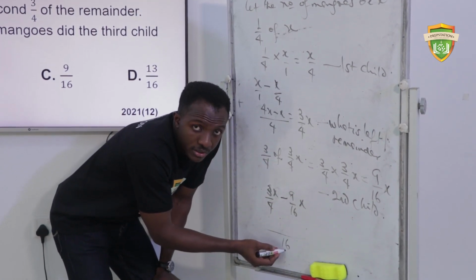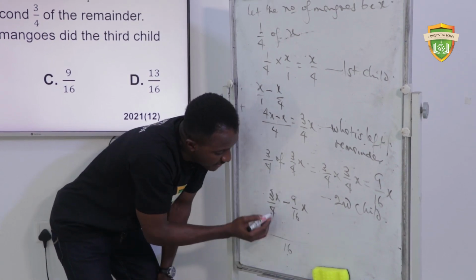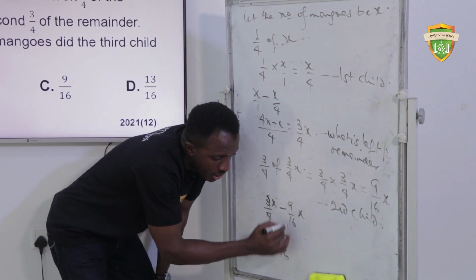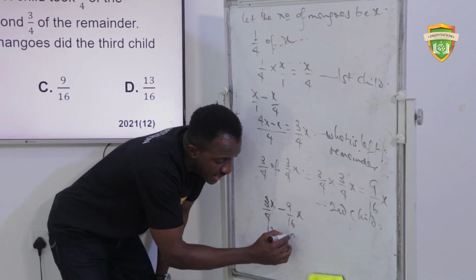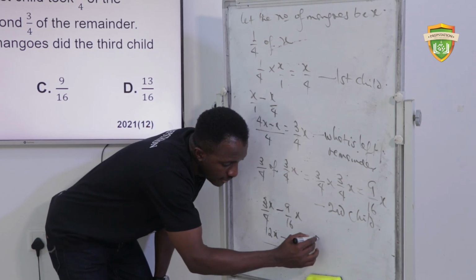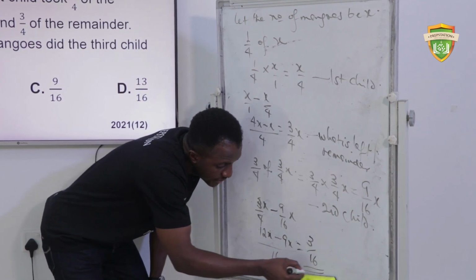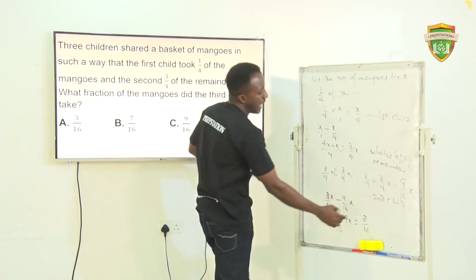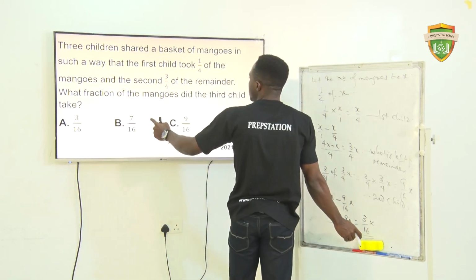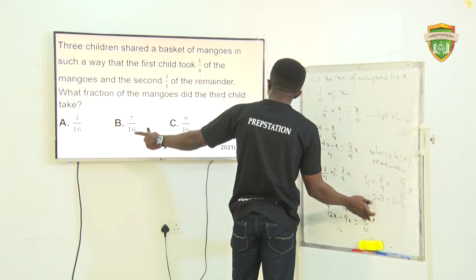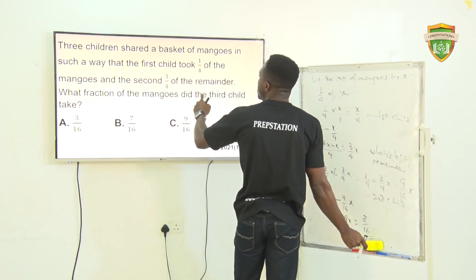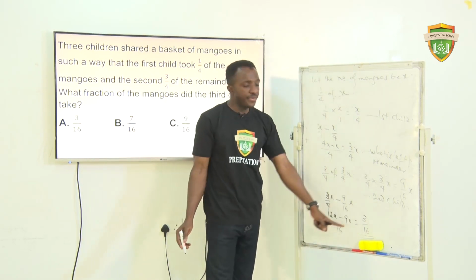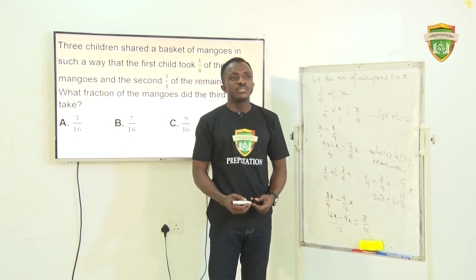You can find 4 in 16. So that's 4 times 3 is 12. So 12x minus, 16 in 16 is 1, 1 times 9 is 9x. So you have 3 over 16. So 3 over 16, what fraction of the remainder? Remember that the remainder, what fraction of the remainder did the third child take? 3 over 16 is the answer. 3 over 16. That's the fraction that the third child took.